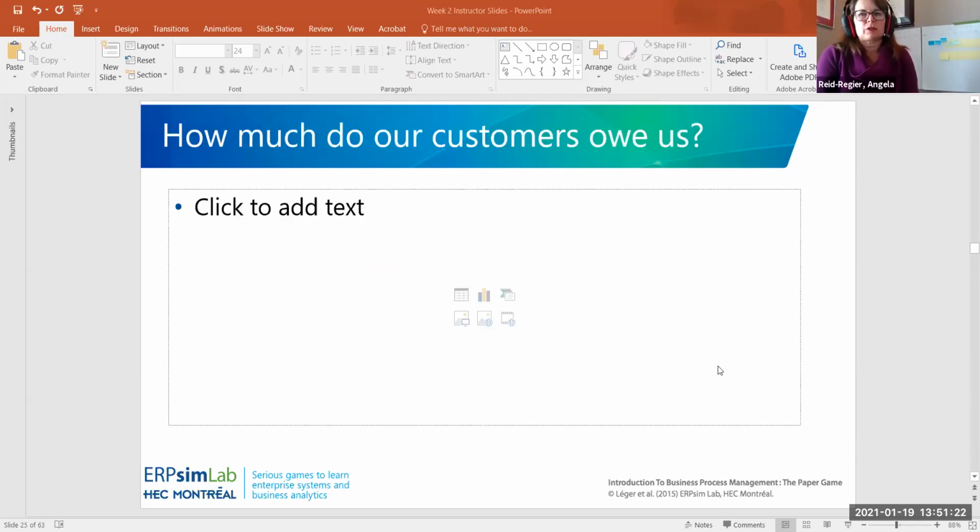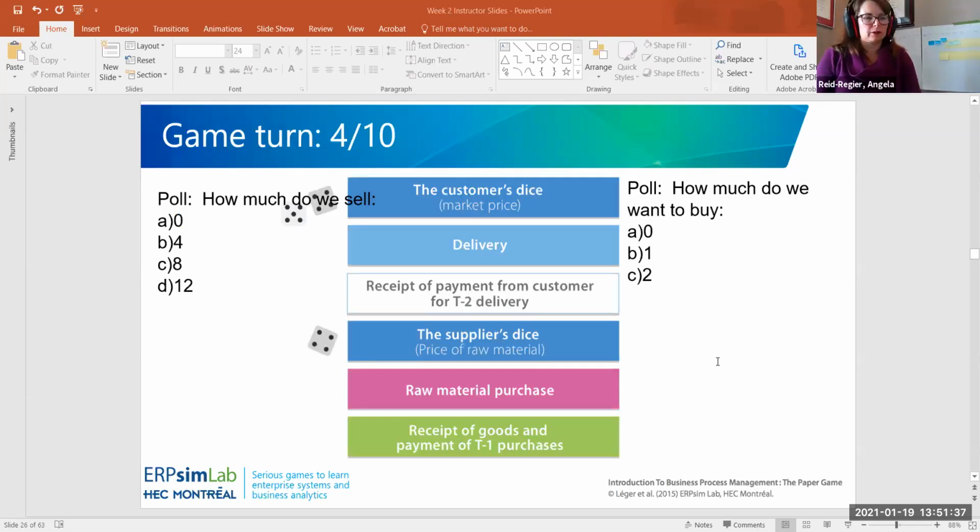So before we go on to round 4, does your record keeping system, can it tell you how much you owe your customers? What are your accounts payable? So take a minute and look at your record keeping and let me know if you can figure that out. Okay, let's go to round 4.